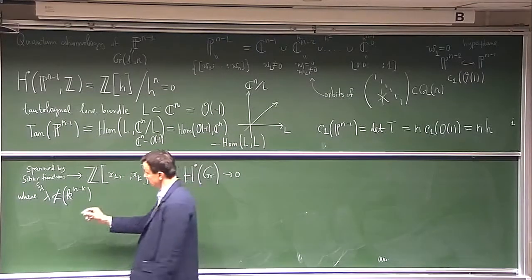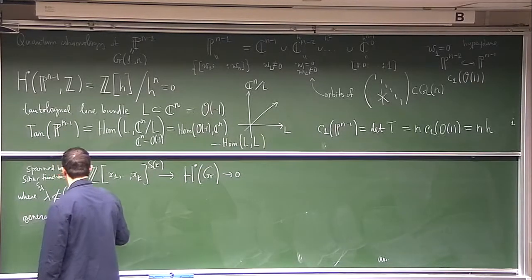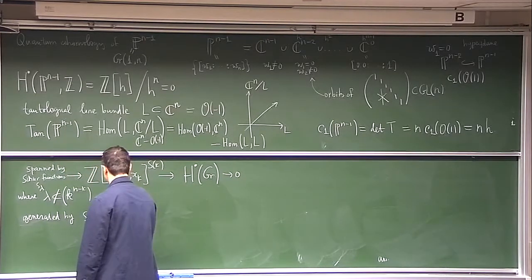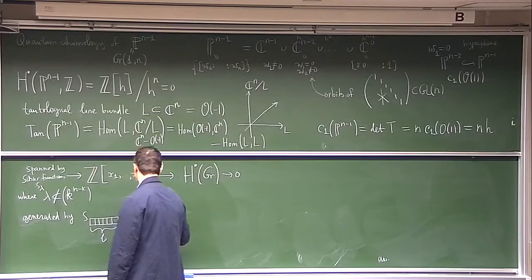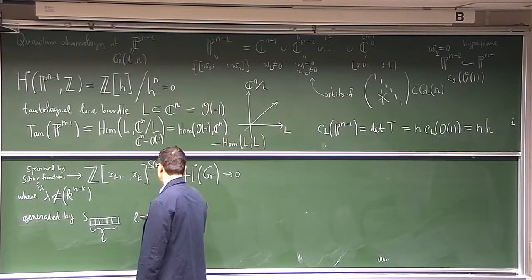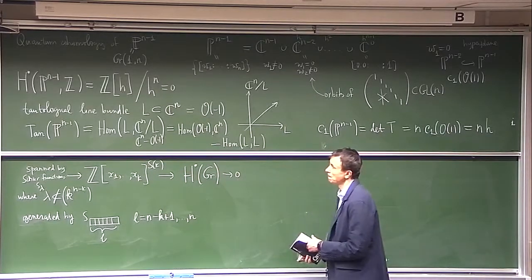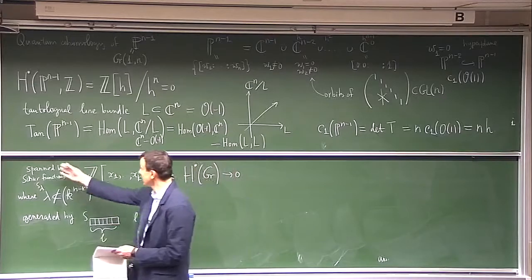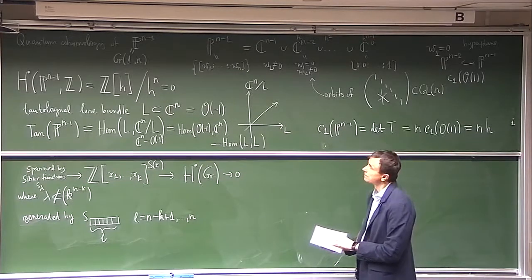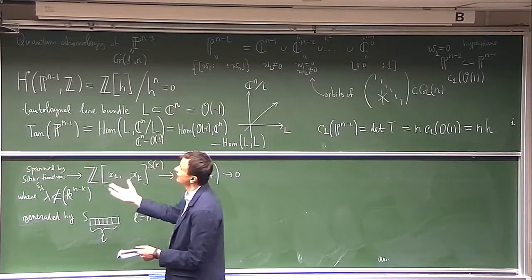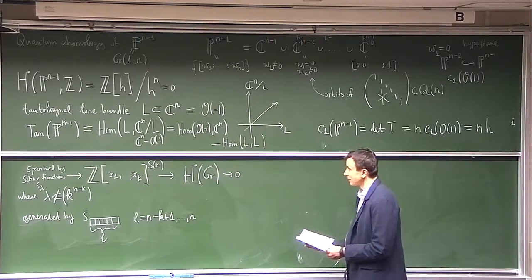This is an ideal that's generated by the Schur functions corresponding to just one row, where the length of that row, it's enough to take it from n minus k plus 1 up to n. There's some ideal in here, and this is just some particular set of generators. Obviously, if k equals 1, this specializes to the previous description of the projective space.